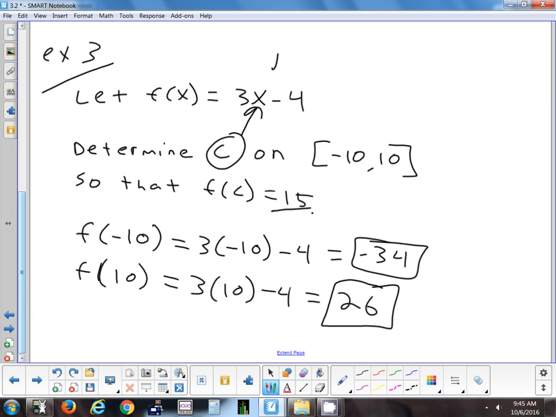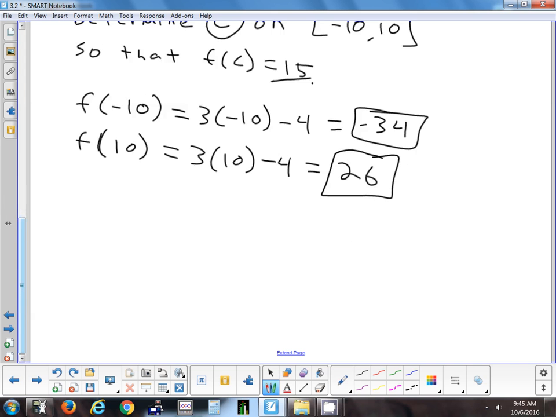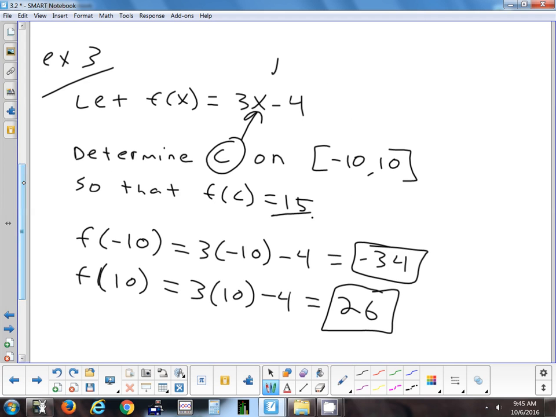Will I go through a y value of 15? Yes. As I go from negative 34 to 26, and I never lift my pencil, I will go through 15 at some point. So now I can answer the question. Find out what value of x you would plug in and get 15 for y.